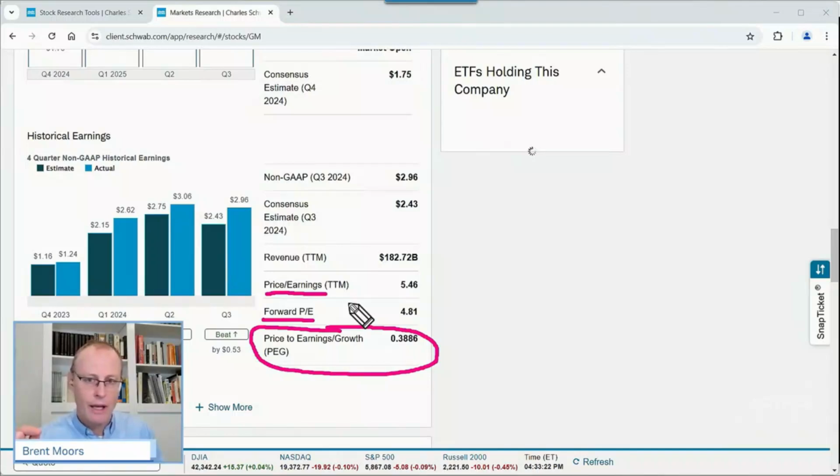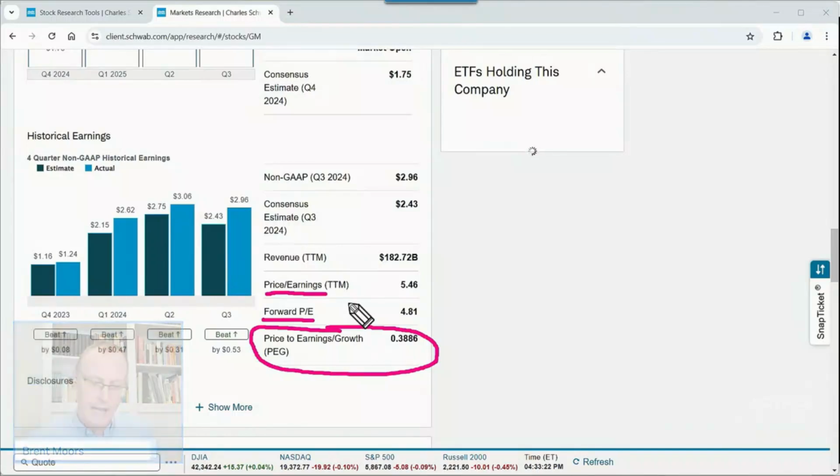Your PE ratio is your price divided by your earnings. Current price divided by your current earnings, or in this case, TTM, the trailing twelve months of earnings. A forward PE ratio is taking the current price and dividing it by the expected earnings. Sorry, I totally reversed that at first.